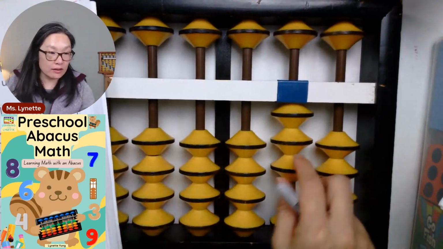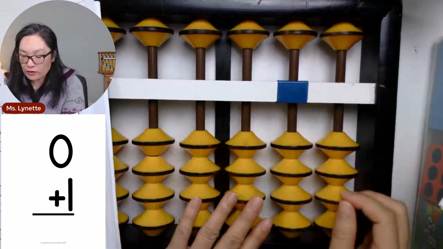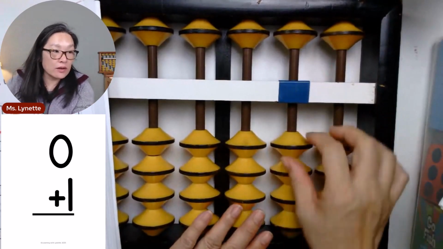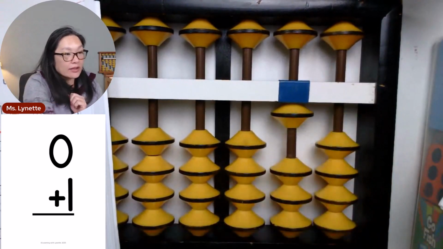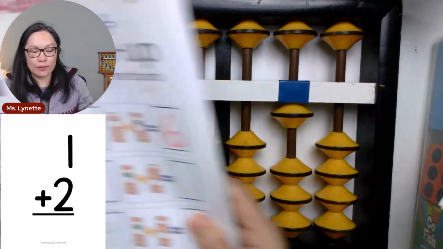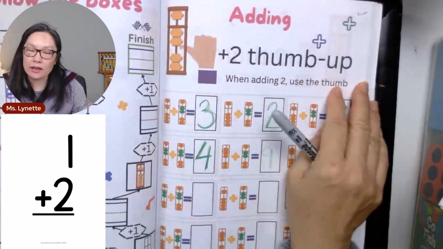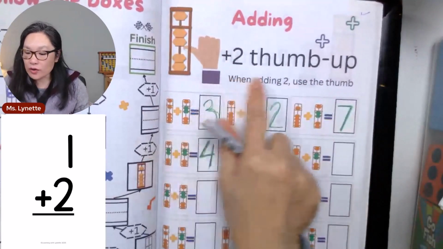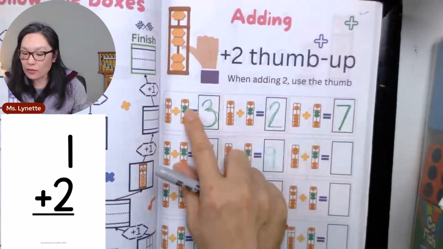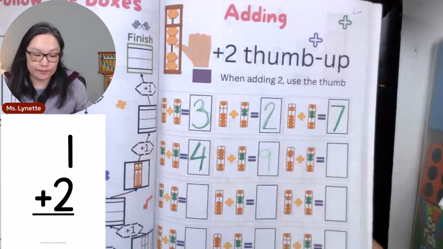So the 1 bead, we have our 1, we have 0, right? The question is 0, and then we add 1. So our answer is 1. In the book, that's the next column over, the next pages over. So here we have +2, and then we start working what the 2 looks like.